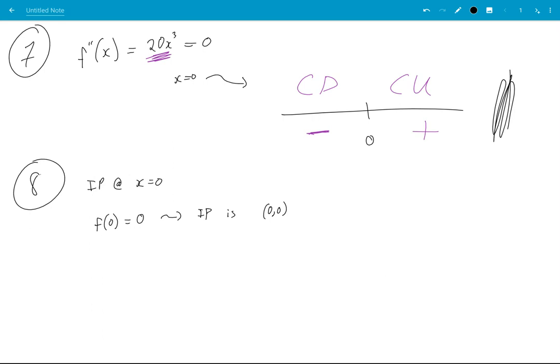Okay, finally I can graph this thing. Oh, this is not easy to do on a tablet. So what I'm going to do is take all my information from parts 1 through 8 and put it together and draw a picture.